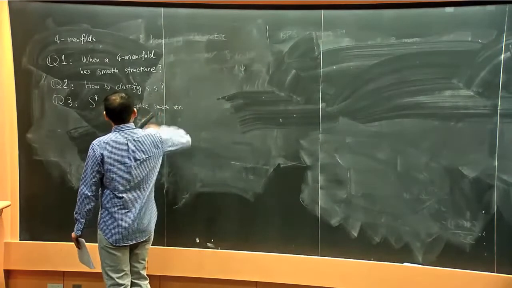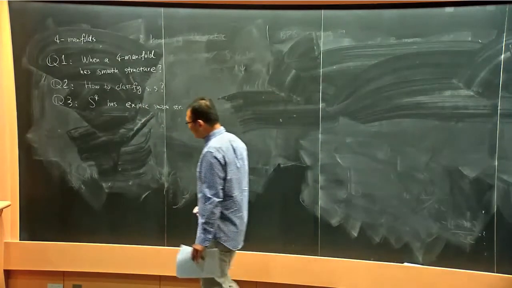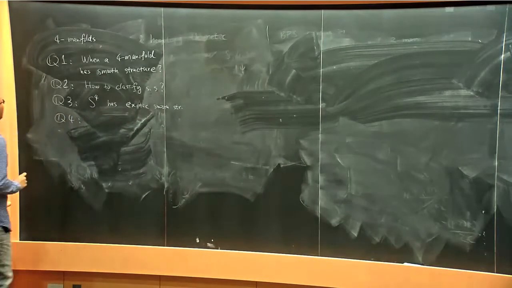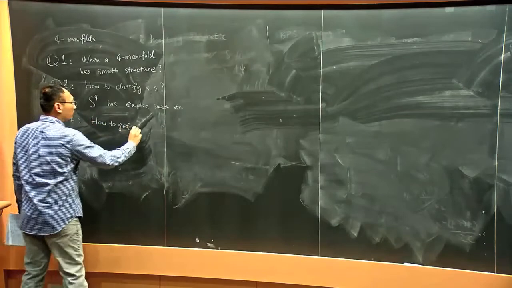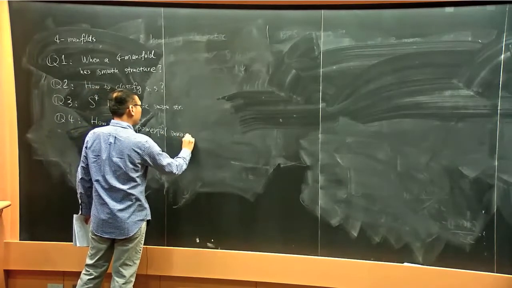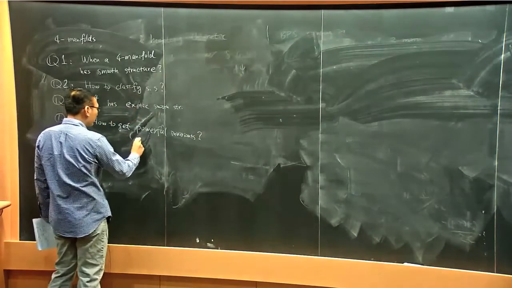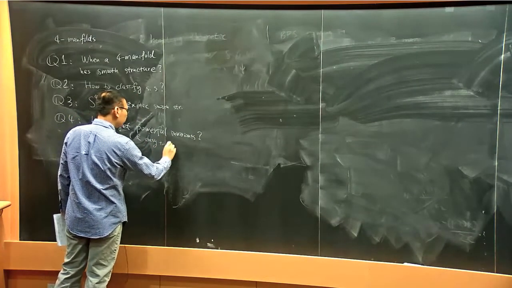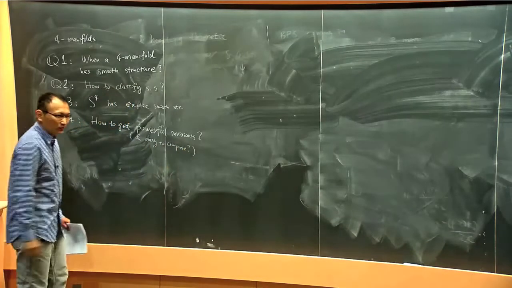To approach either these big questions or more refined questions, you can never go wrong by inventing more powerful invariants. Another question is how to get powerful invariants that may also be easy to compute, of smooth structures of smooth four manifolds. That's the most interesting.